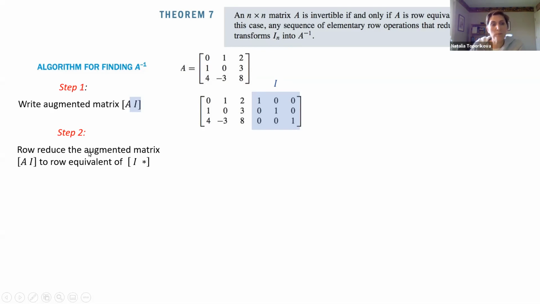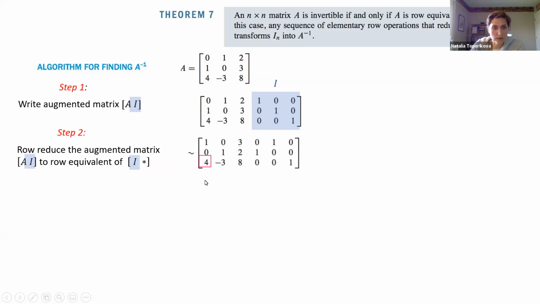We need to apply row operations to transform our augmented matrix from having the identity matrix on the right to having the identity matrix on the left. So we're shifting it into the reduced row echelon form. Let's see how that works. We start with our matrix and we will start reducing it.